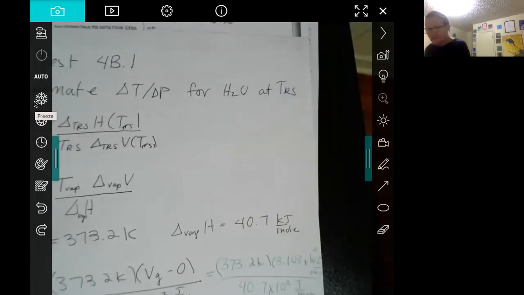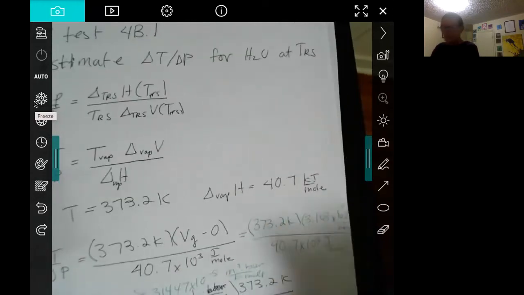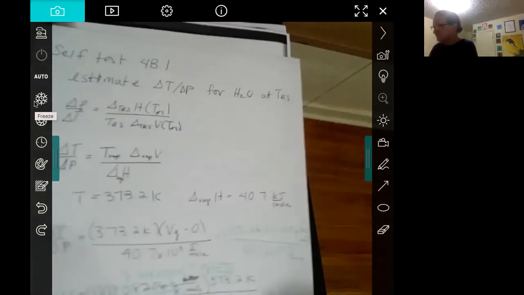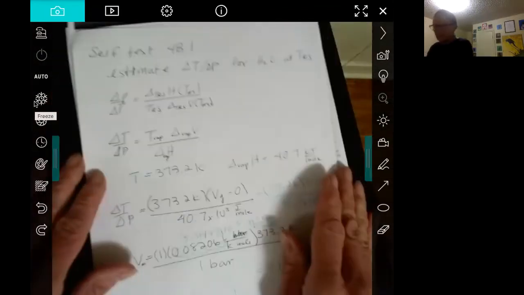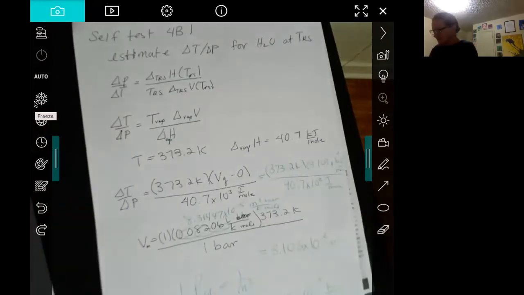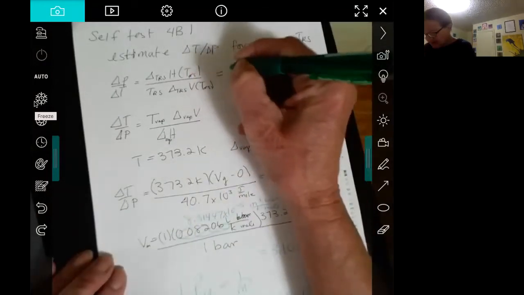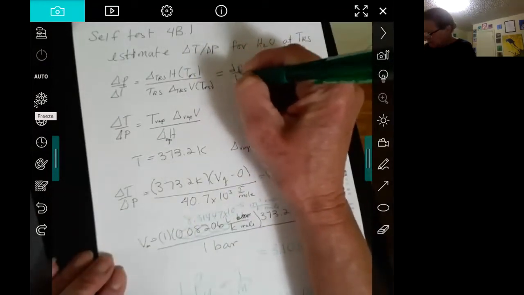It said don't use Trouton's rule, which I never use anyway, which basically says the entropy change is about the same for every transition from liquid to solid or liquid to gas. But we'll just use the exact things because we have them in our table. So if we want to estimate delta T over delta P, we know that this is equal to dP/dT.